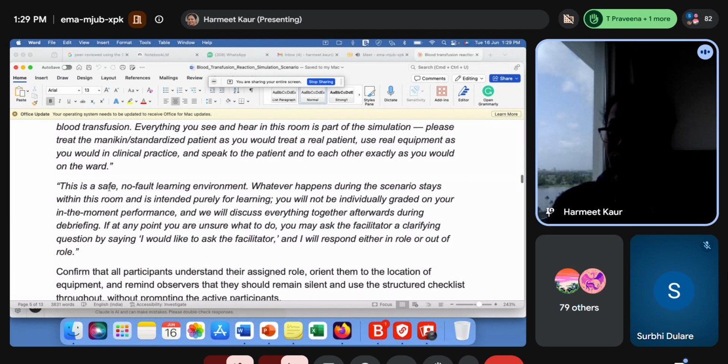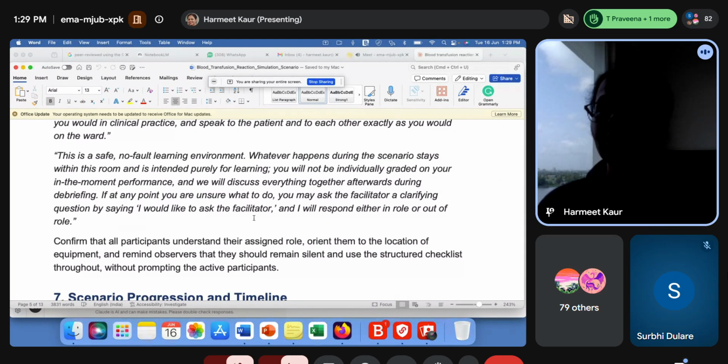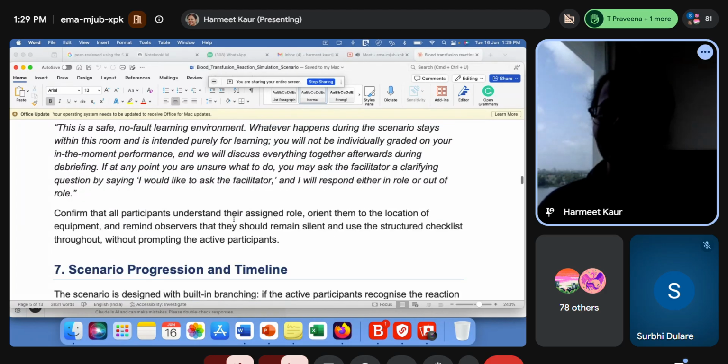And this is a safe, no-fault learning environment. Whatever happens during the scenario stays within this room and is intended purely for learning. So you are saying that this is not for individually grading your performance. We will discuss everything together afterwards during the debriefing. And if at any point you are unsure what to do, you may ask the facilitator to clarify a question by saying, I would like to ask the facilitator, and I will respond either in role or out of role. This is very important.